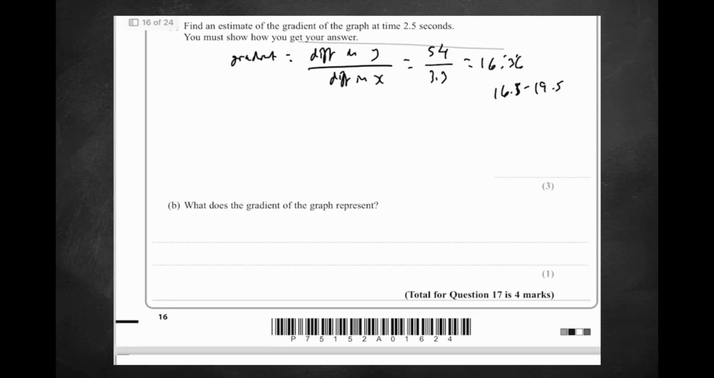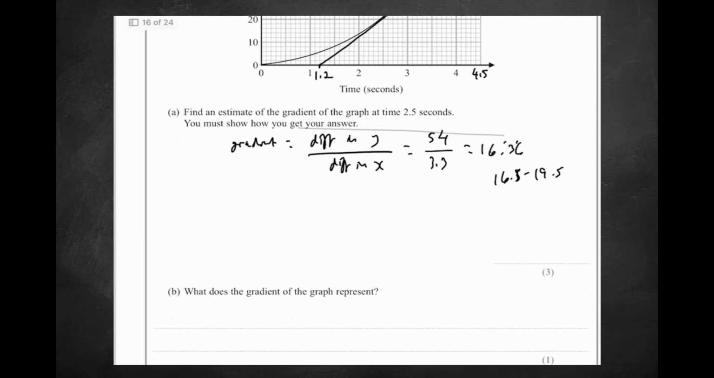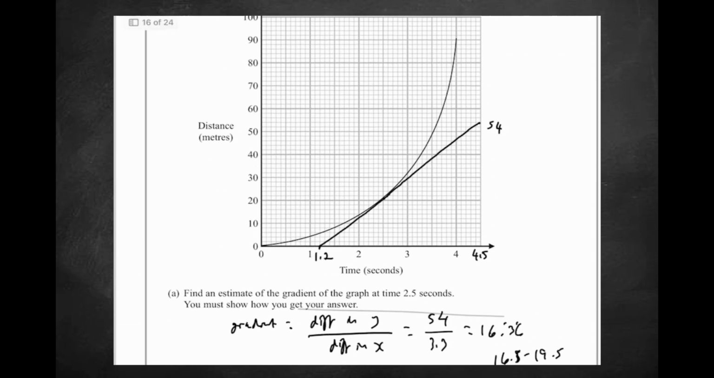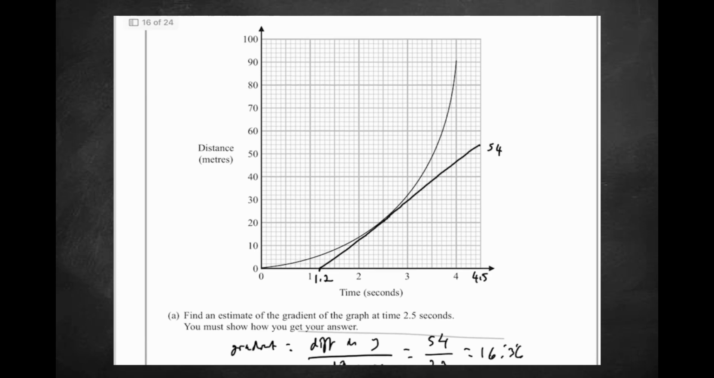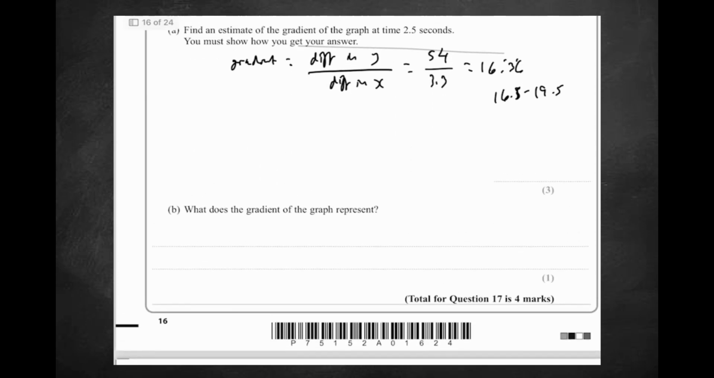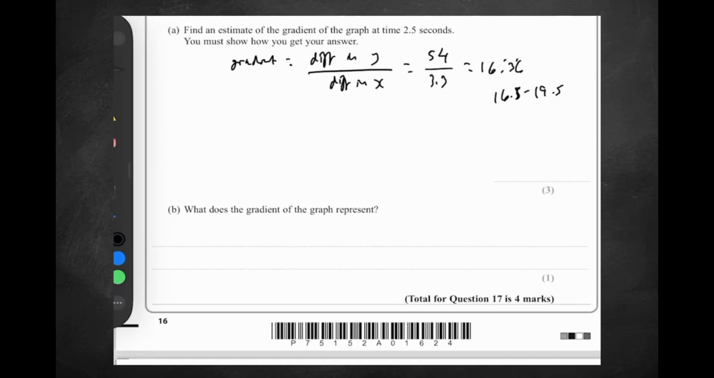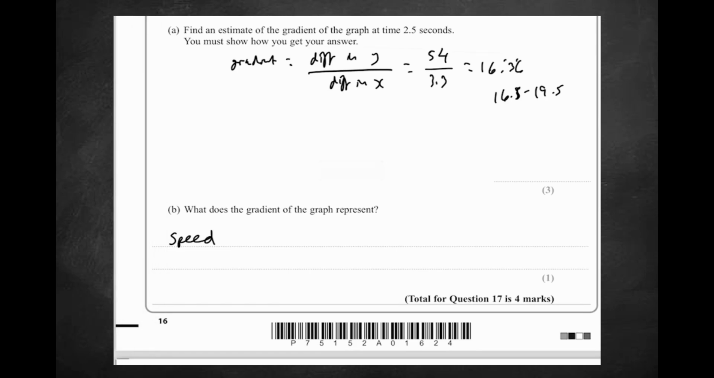And what have we got for part B? What does the gradient of the graph represent? So difference in y divided by difference in x is going to be meters divided by seconds, and meters over seconds is just the speed. Meters per second.